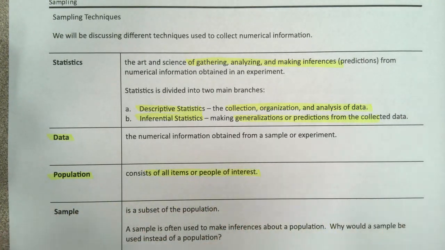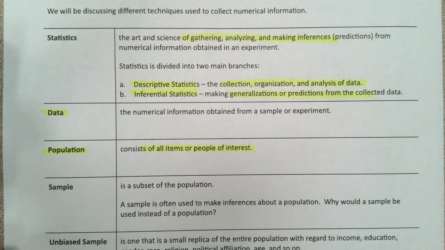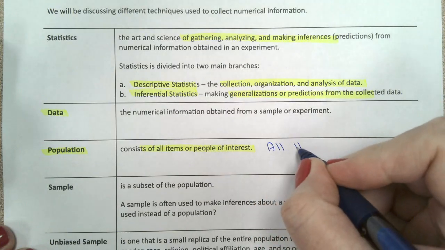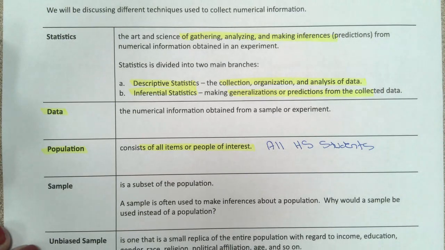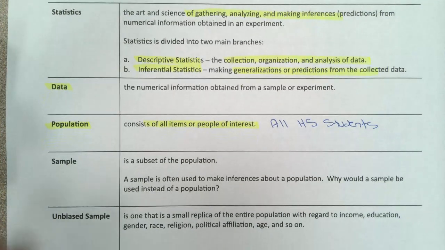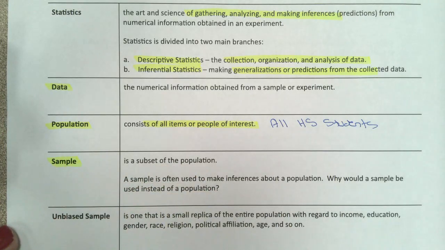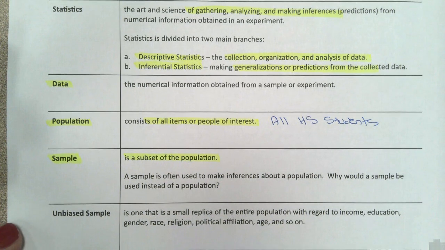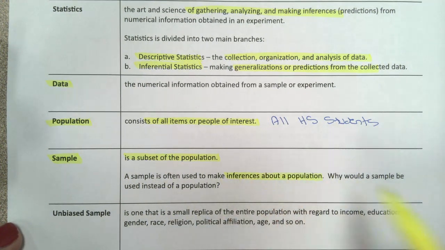Population is all the people of interest. So maybe we're talking about high school students, and we would like to talk about all high school students. But it's not reasonable to poll every single high school student in the United States. And so that is why we take a sample. We get a subset of the population. So this sample is used to make inferences about the entire population.